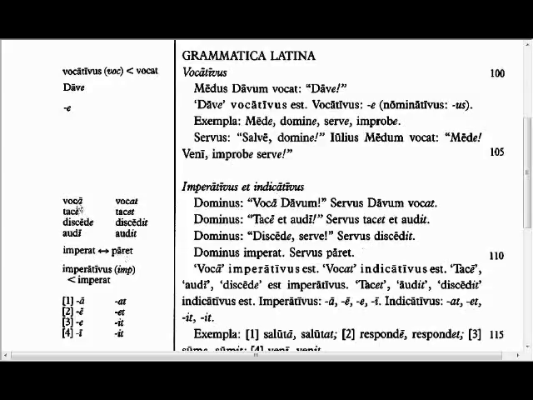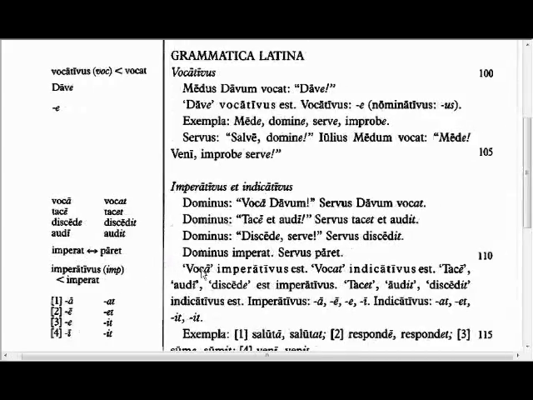Also notice here that we have all 4 conjugations of the verbs now. There are no others that you have to learn. These are the 4 kinds of endings, stem vowels, that you're going to see on verbs. Voca from vocat, tace from tacet, disceda from discedit, and audi from audit.